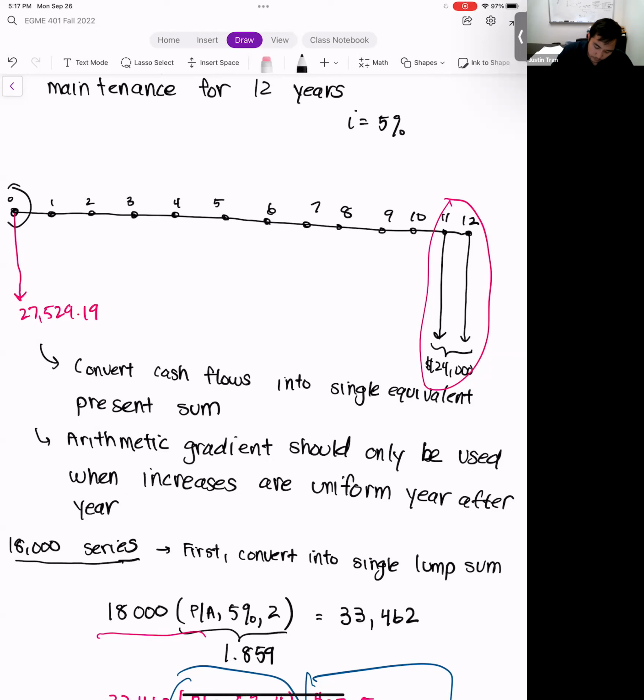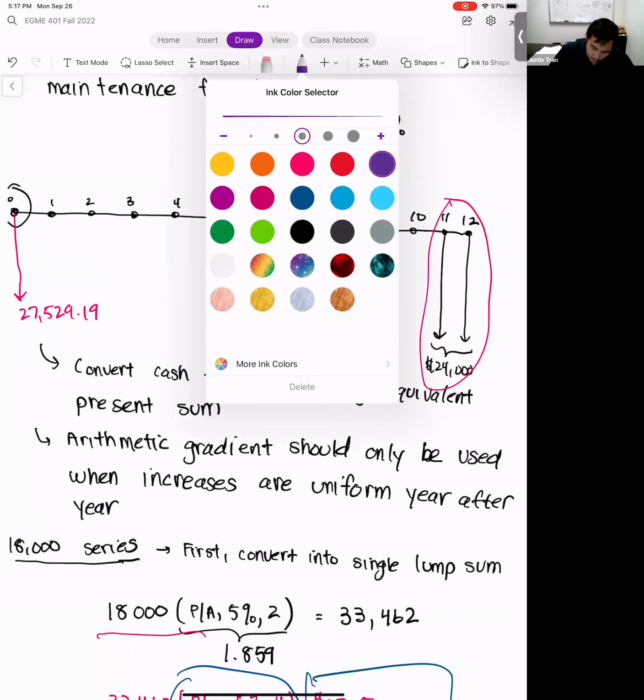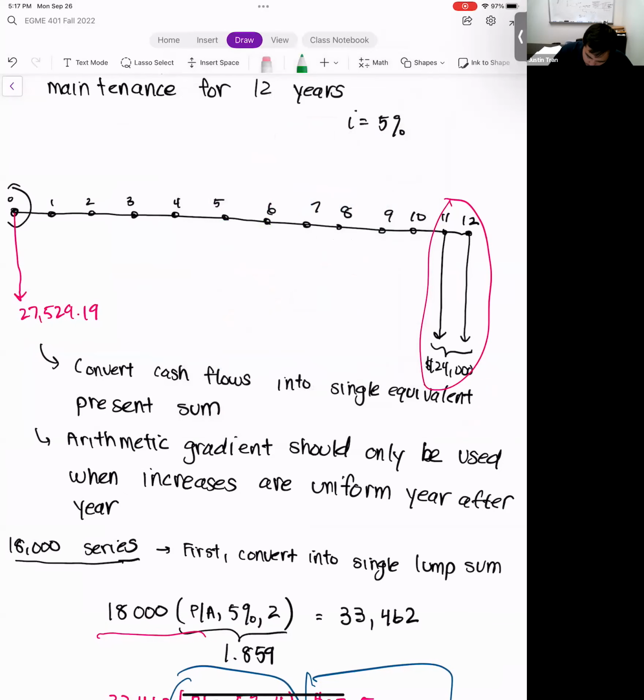Okay, so now we're going to have a single lump sum on year 10, and its value is 90,510. Okay, so we've consolidated the series into a single lump sum on year 10. But remember, our goal here is to put this back on year 0. And so what we're going to do is transform this back with a P over F conversion.